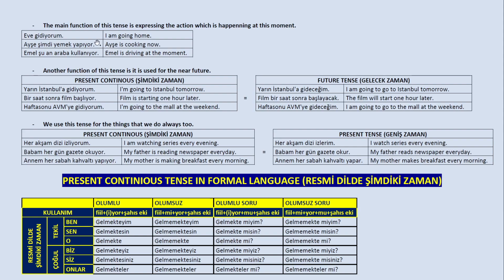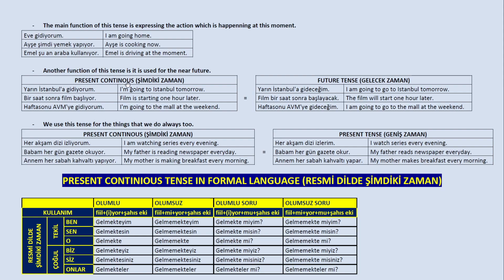And we said that the main function of this tense is expressing the action which is happening at this moment. Eve gidiyorum. I am going home. Right now. I'm on my way. Ayşe şimdi yemek yapıyor. Ayşe is cooking now. Emel şu an araba kullanıyor. Emel is driving at the moment.